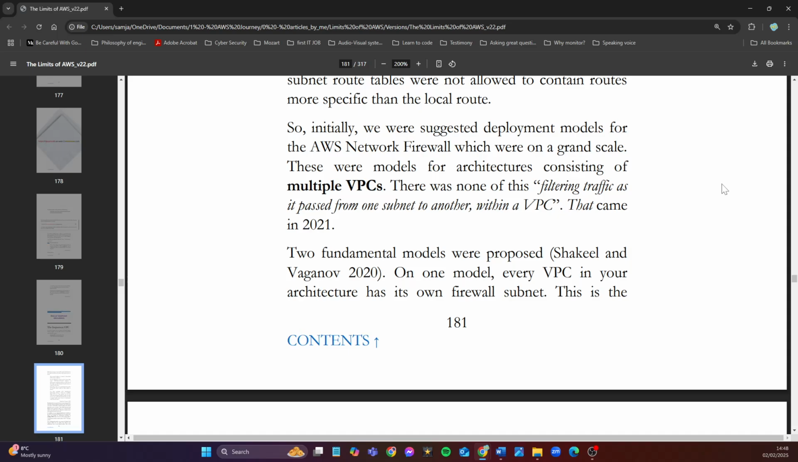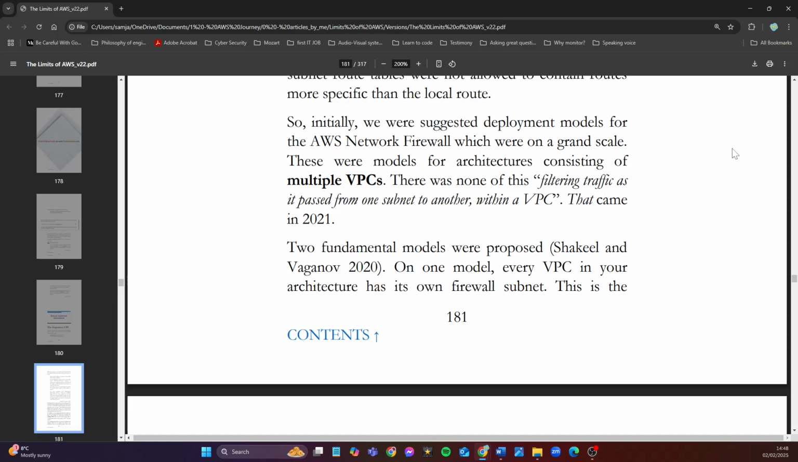So initially we were suggested deployment models for the AWS Network Firewall which were on a grand scale. These were models for architectures consisting of multiple VPCs. There was none of this filtering traffic as it passed from one subnet to another within a VPC. That idea only came in 2021.